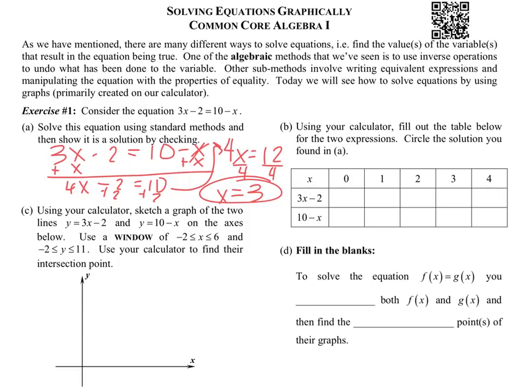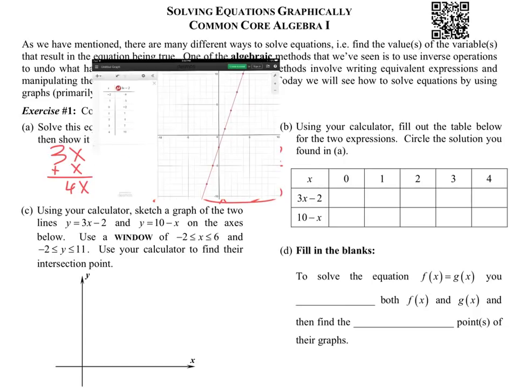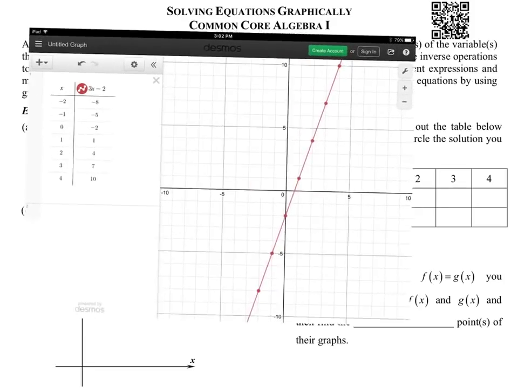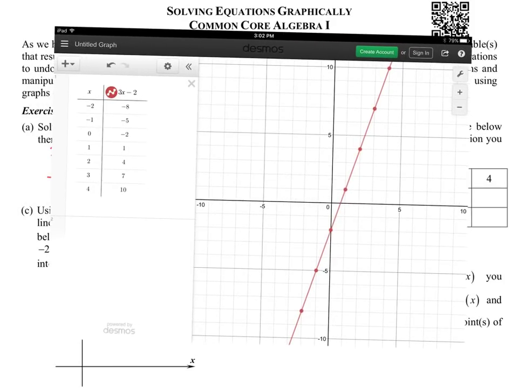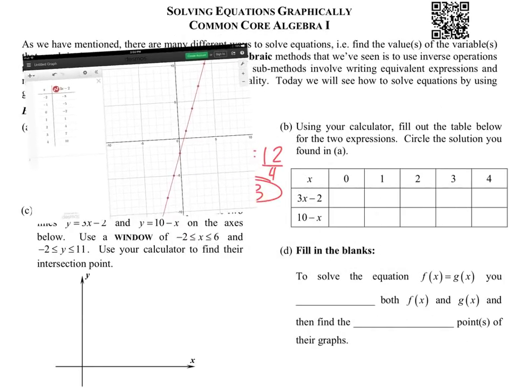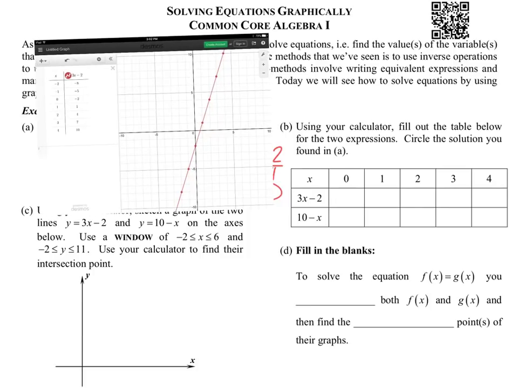Then using your calculator, fill out the table below for the two expressions. Circle the solution you found in A. So we're going to use Desmos for this, and I'm going to show you how you would find this in Desmos. What I did on Desmos is I typed in y equals 3x minus 2. Then do you see that little gear at the top, almost to the left? I clicked that until it went to a table option, and then I typed in to make sure it went from 0 to 4 like I need in this table on our problem.